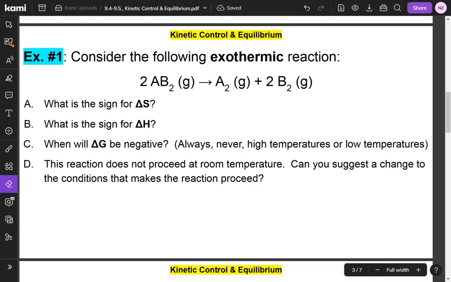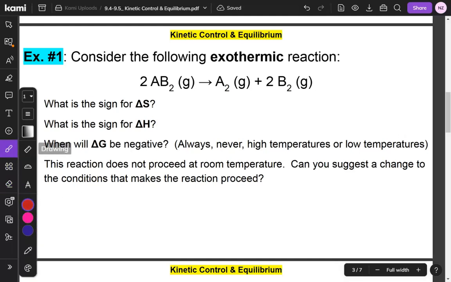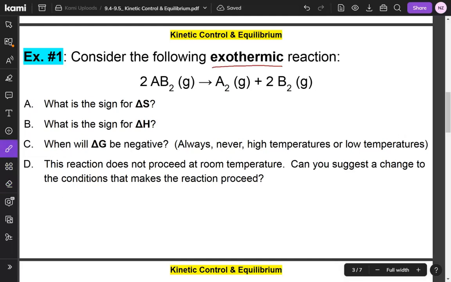This is an exothermic reaction. What's the sign for delta S? What's the sign for delta H? Well, it tells us that it is an exothermic reaction. So right away, I know that my delta H is going to be negative.